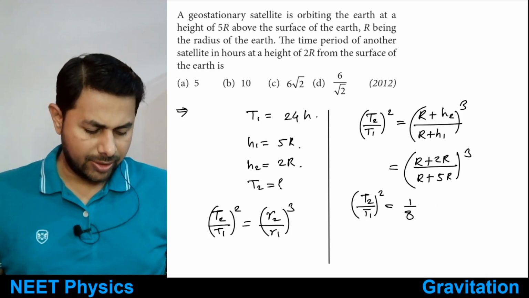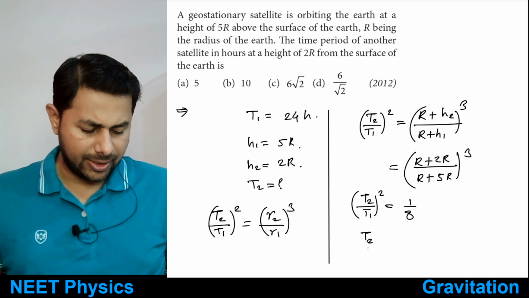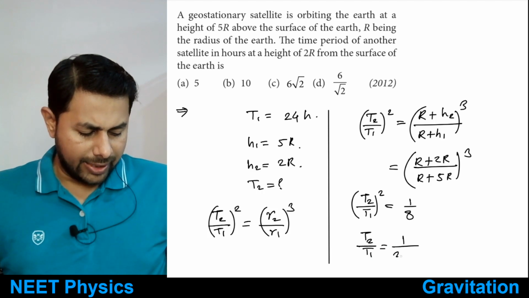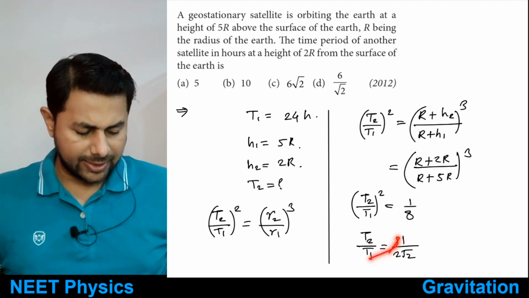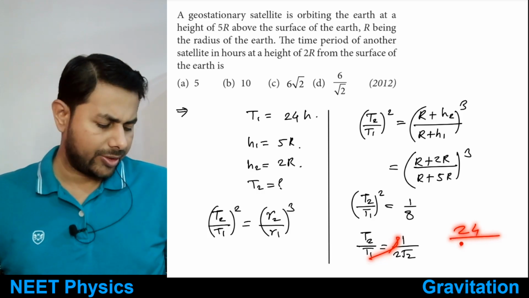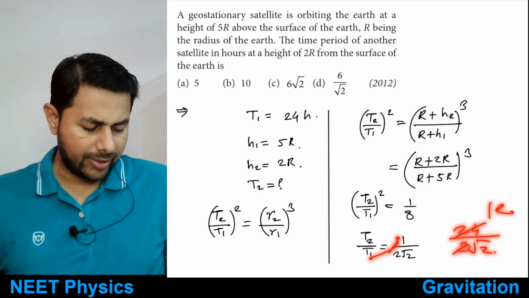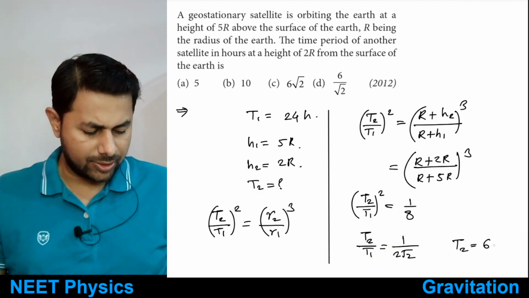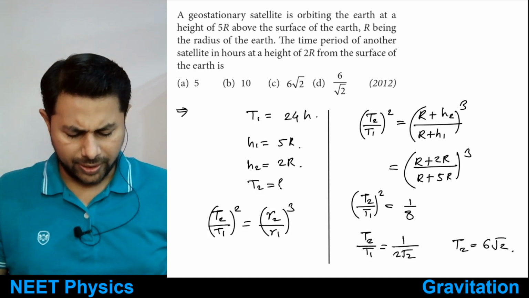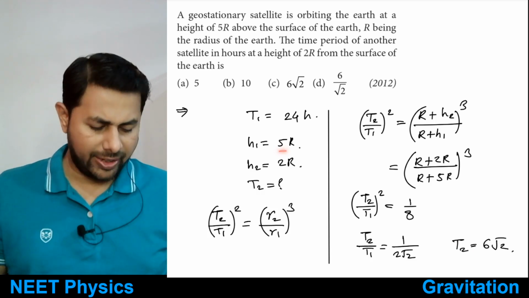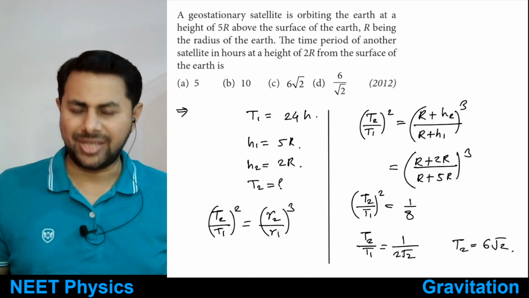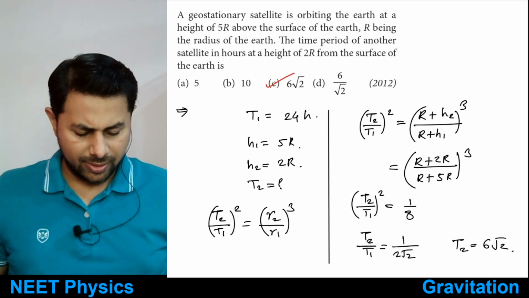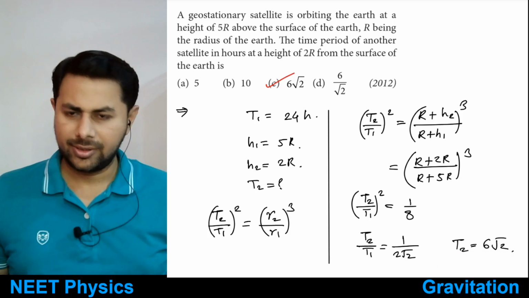Take the square root of that. So you get T2 divided by T1 is equal to 1 divided by 2 root 2. Move T1 to that side, which is 24. 24 divided by 2 root 2 is 12 divided by root 2, that is 6 root 2. So T2 is equal to 6 root 2. They have changed the heights in a way that the answer comes out to be the same. So T2 is equal to 6 root 2. Right, this one is clear.